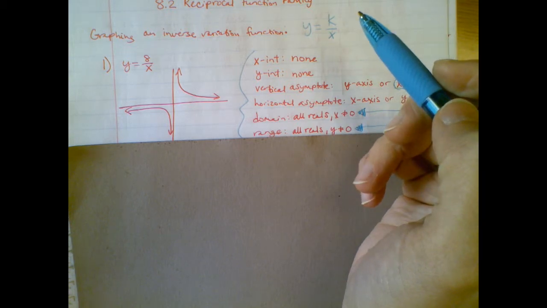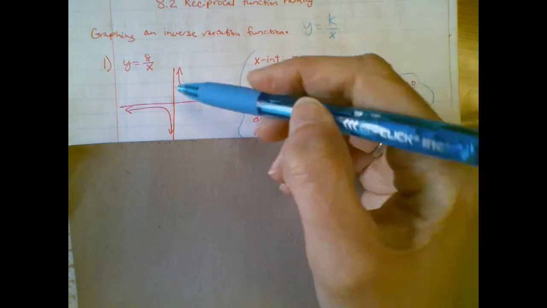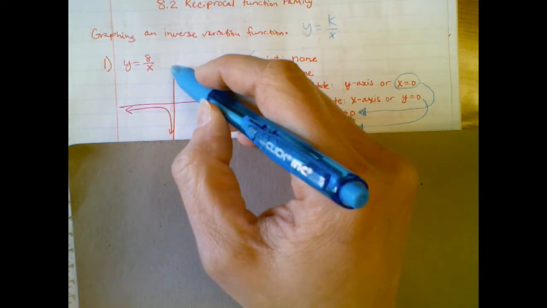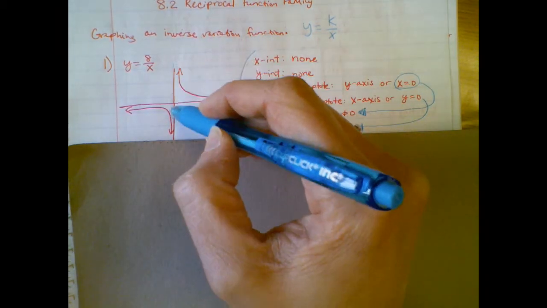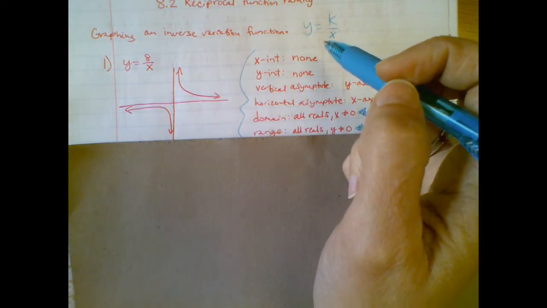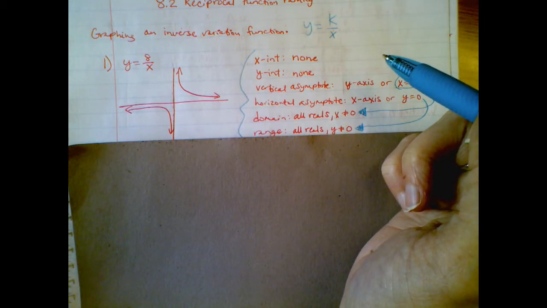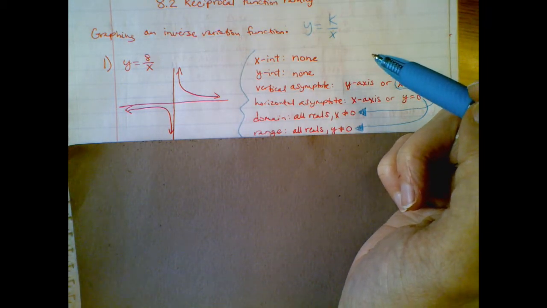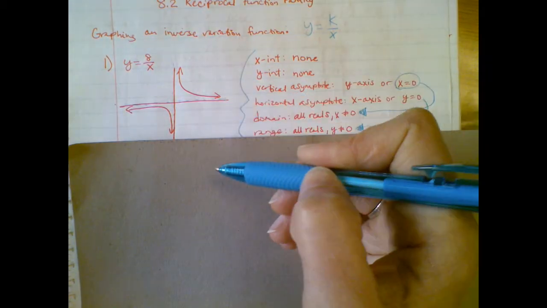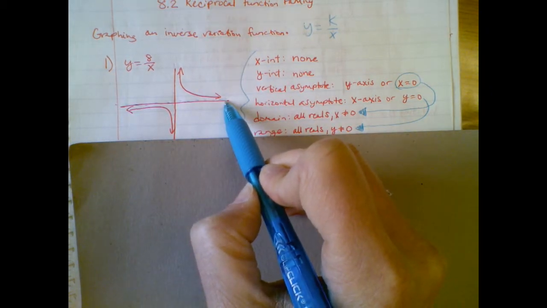The vertical asymptote is where I can make a vertical line on my graph that my graph approaches but does not cross. Notice right here in the center, we can make that vertical line that my graph approaches from here, but it does not cross. So my vertical asymptote is x equals 0, or just the y-axis. And then my horizontal asymptote, where can I make a horizontal line that my graph approaches but does not cross? That would be my x-axis, or I could label it as y equals 0.